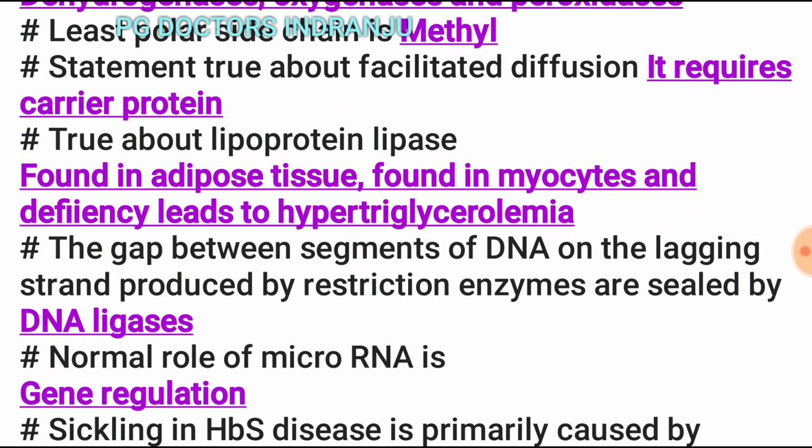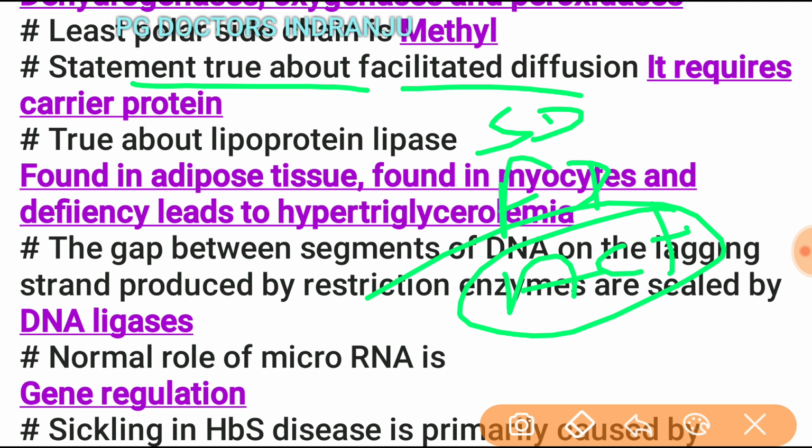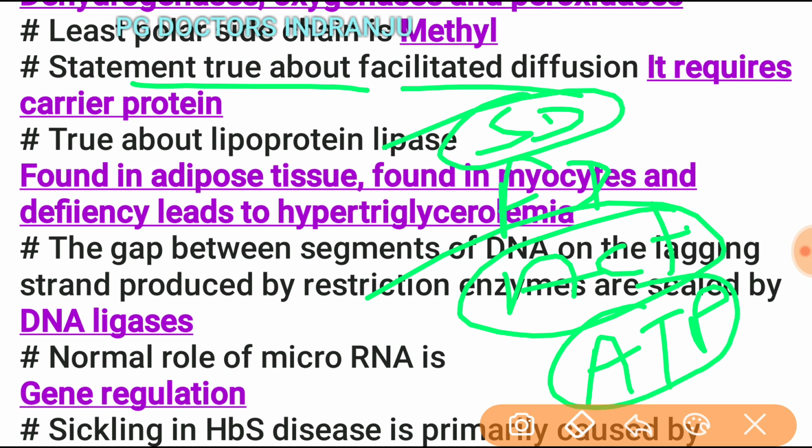Next is the statement true about facilitated diffusion. Facilitated diffusion requires a carrier protein, and it doesn't require ATP. Diffusion can be simple diffusion, facilitated diffusion, and active transport. When the word active is used, it requires ATP for the transport, and it is against the concentration gradient. Simple diffusion is according to the concentration gradient, and facilitated diffusion requires a carrier protein.